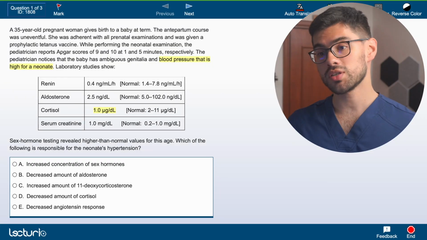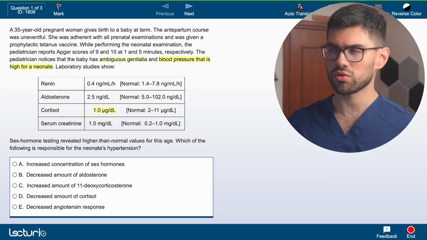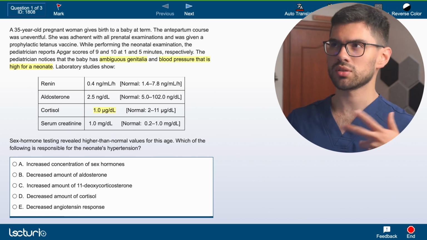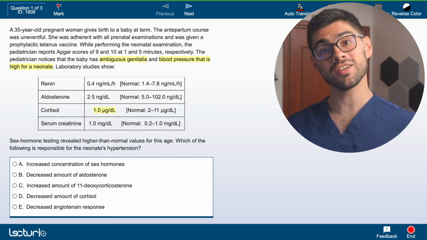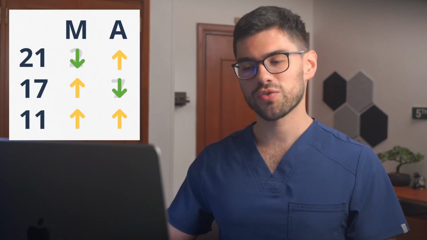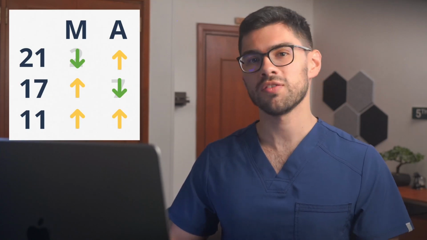Okay, then as you can see here, we see ambiguous genitalia. So think about that. Does that suggest an increase or a decrease in androgens? Well, that suggests an increase in androgens, right? So if you think about it, this disease has to be the one with both arrows pointing upwards, and the only one matching that description is of course 11 beta hydroxylase deficiency.